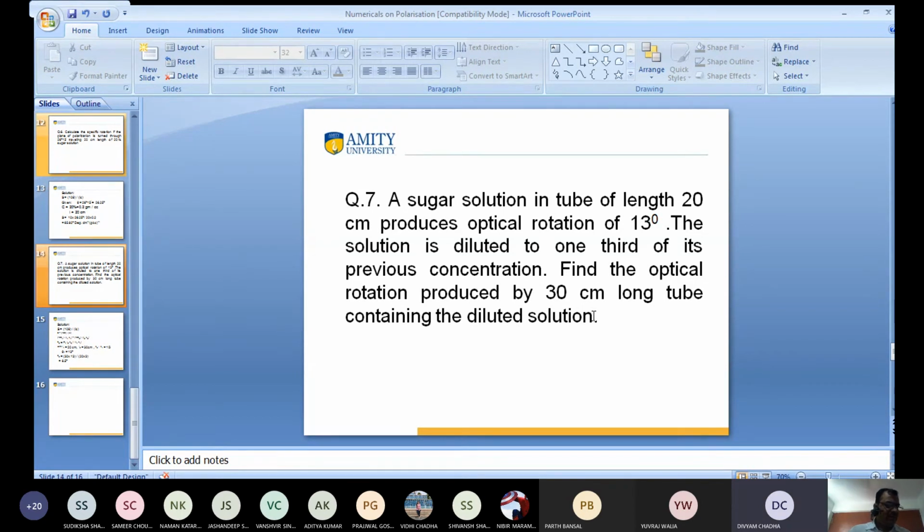So 6.5 degrees. Yes, sir. 6.5 degrees. Okay, very good. Very smart.